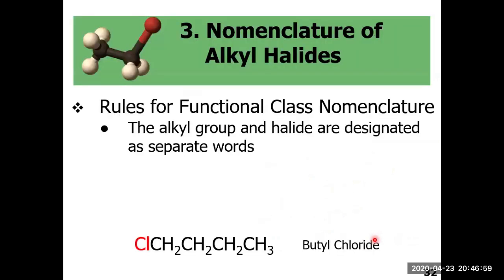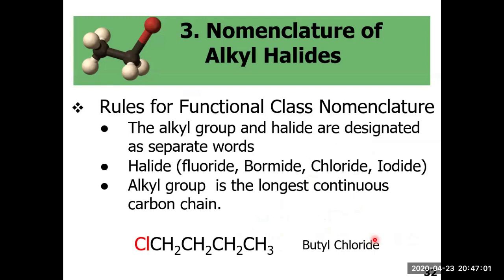Now, the other way of naming alkyl halides is what we call the functional class nomenclature. So for this type of nomenclature, the alkyl group and the halide are designated or written as separate words. So for the halides or the halogens, we actually spell out the name of the halogen, and the halogen's name ends in -ide. So for example, fluoride, bromide, chloride, and iodide.